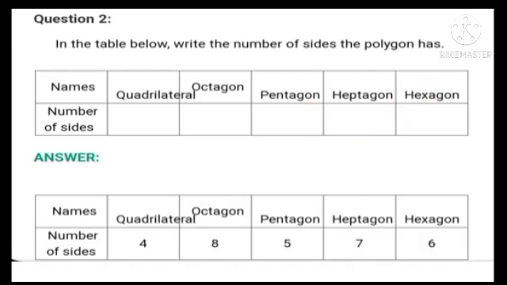So let's write the answer. A quadrilateral has 4 sides. Octagon has got 8 sides. Pentagon 5 sides. Heptagon 7 sides. And hexagon 6 sides. Question number 3.